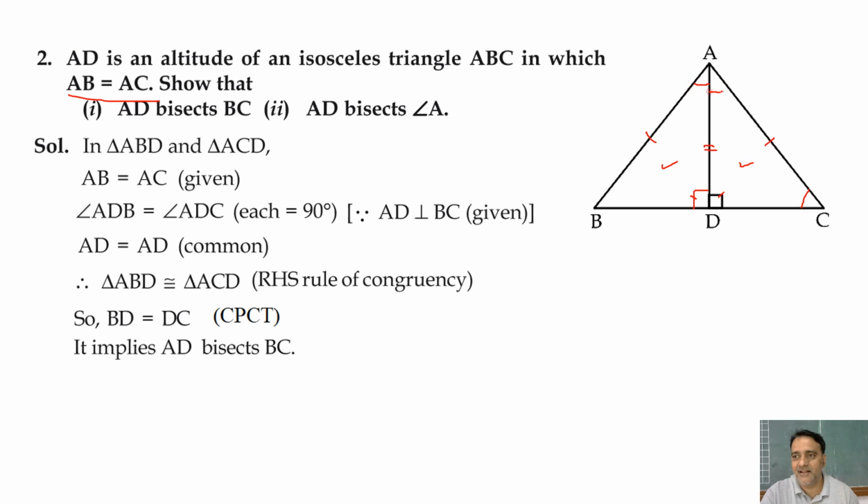Why? These two angles are also equal. CPCT. So therefore AD bisects angle A. किसी को कोई डाउट है? No, sir.